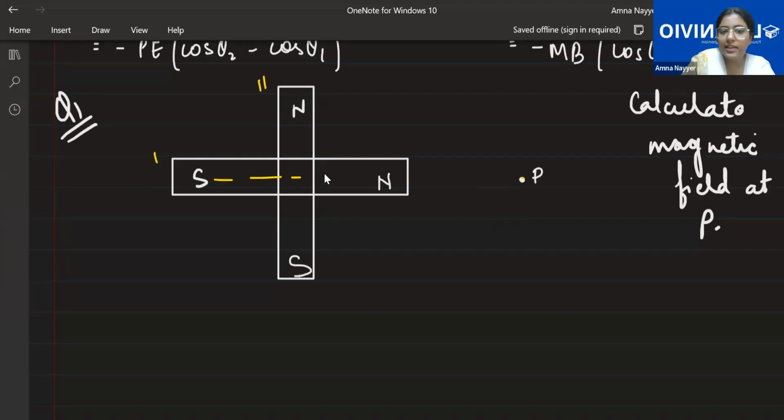This is lying axial. See, yesterday we have studied, remember? The axis of a magnet is this. So it is lying on its axis. And for the second one, is it axial or equatorial?